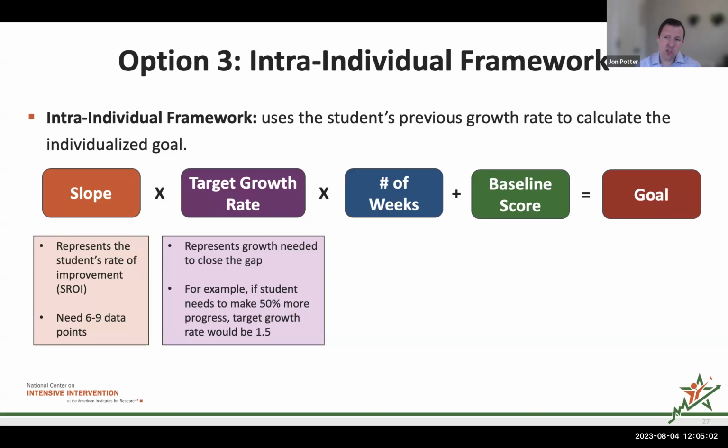So instead of measuring them against peers or a benchmark, you're really measuring them against themselves. You're trying to grow at a faster rate than they currently are, because what we're seeing isn't going to get them caught up. And so we're multiplying the slope, that rate of improvement, times that target growth rate, and then just multiply by the number of weeks and add that baseline score.